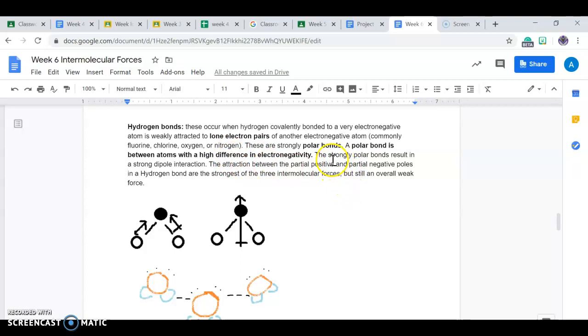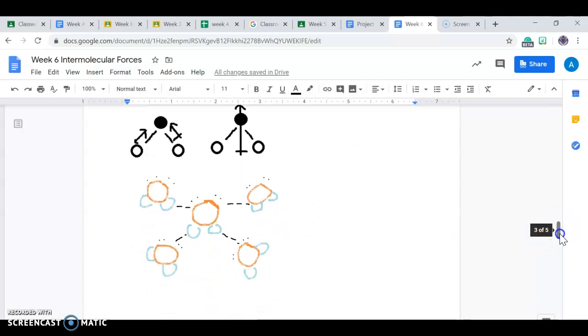They're strongly polar, and so they have a stronger dipole. We talked about this in terms of the partial positive and partial negative. There's a strong partial negative because of the presence of those lone pairs. So that's what makes them stronger than the dipole. Their dipole is stronger. These dashed lines throughout all of these represent these attractive forces. They're not bonds, they're just forces that are holding them together.